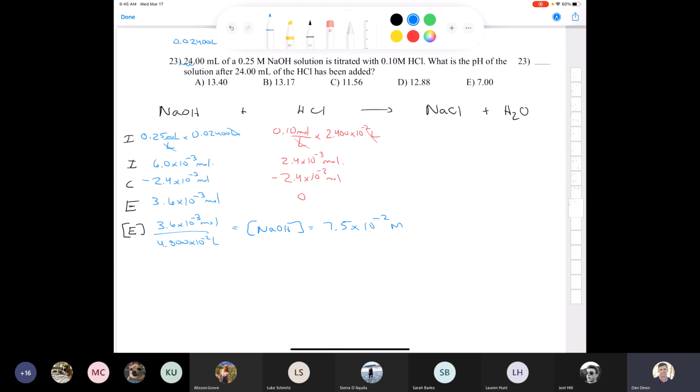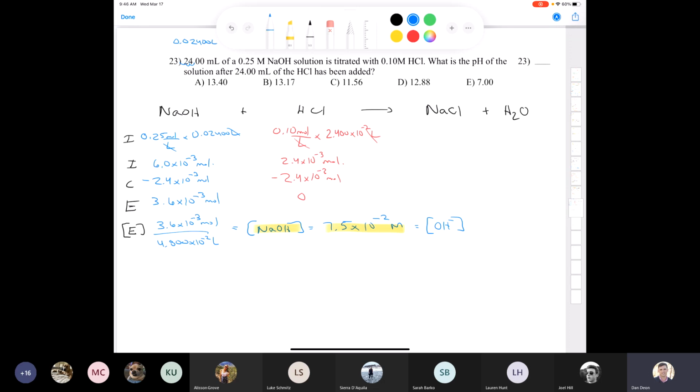Now we know, and I'm not going to write out a balanced equation, that sodium hydroxide is a strong base. It's going to ionize completely to give me the same concentration of sodium ions, but more importantly, the same concentration of hydroxide. So this is just another way of saying the concentration of hydroxide is 7.5 times 10 to the negative 2 molar.